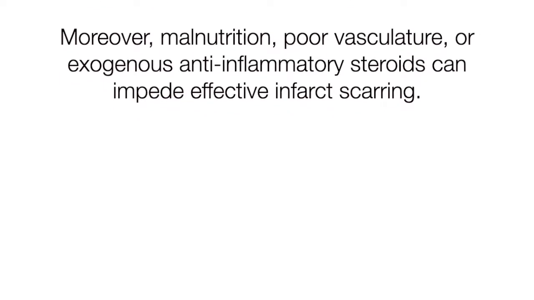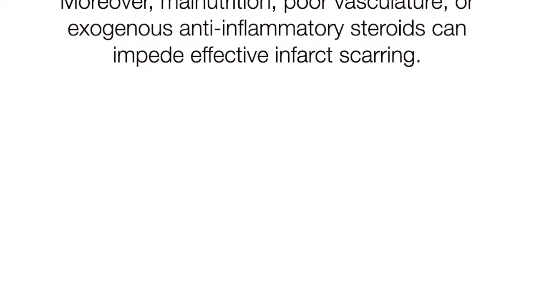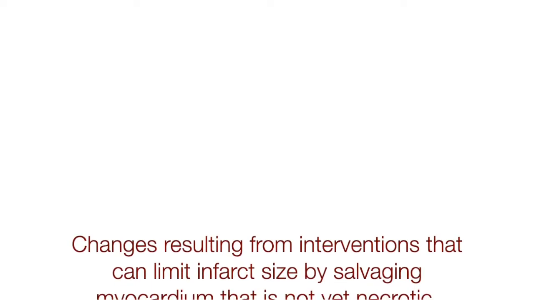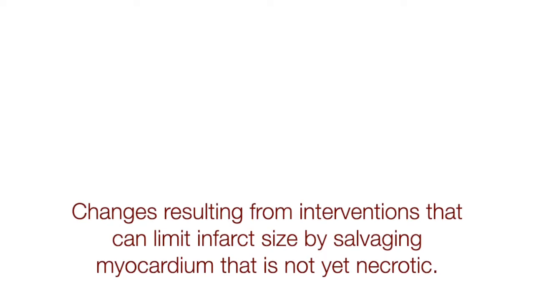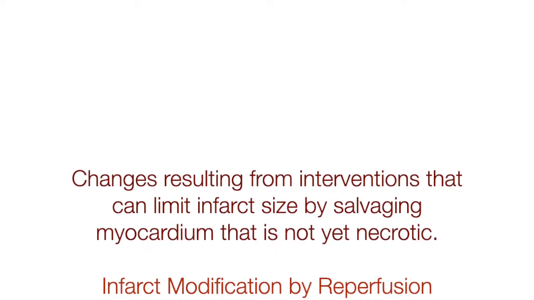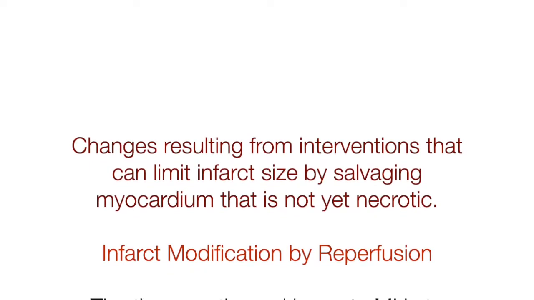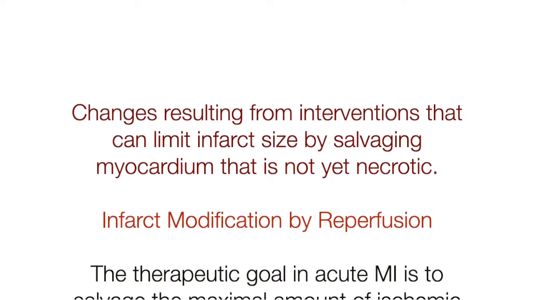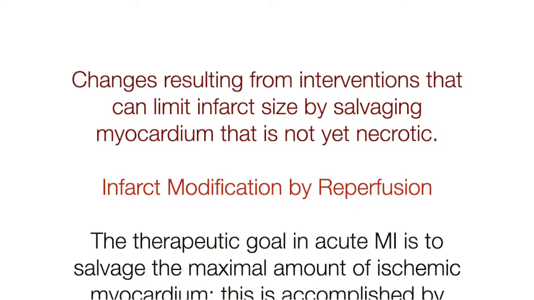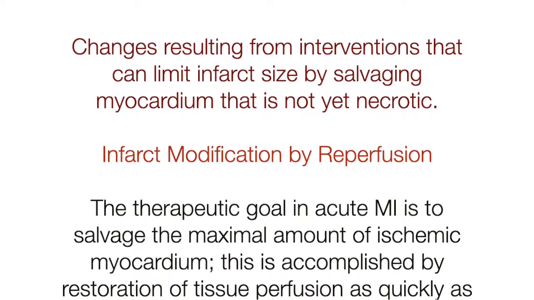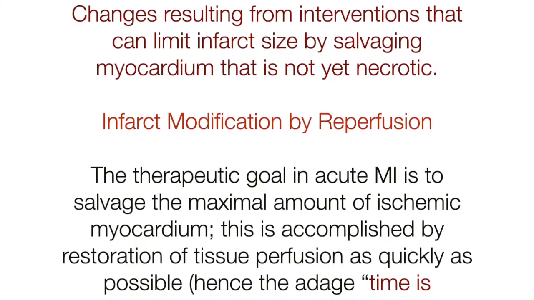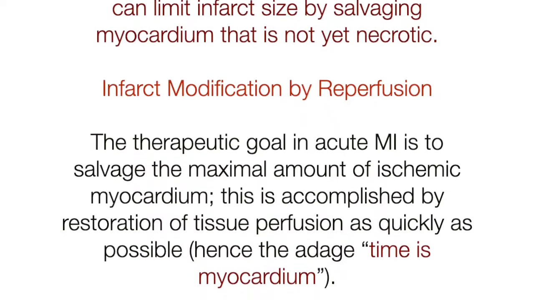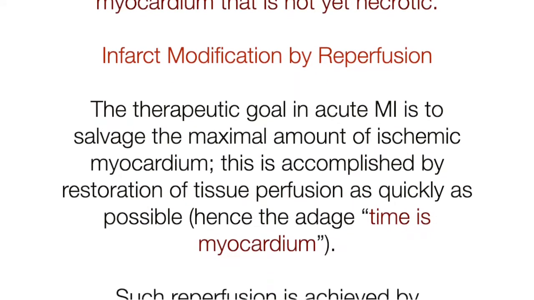Moreover, malnutrition, poor vasculature, or exogenous anti-inflammatory steroids can impede effective infarct scarring. Changes resulting from interventions that can limit infarct size by salvaging myocardium that is not yet necrotic. Infarct modification by reperfusion. The therapeutic goal in acute MI is to salvage the maximal amount of ischemic myocardium. This is accomplished by restoration of tissue perfusion as quickly as possible. Hence the adage, time is myocardium.